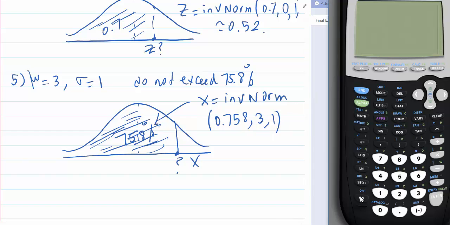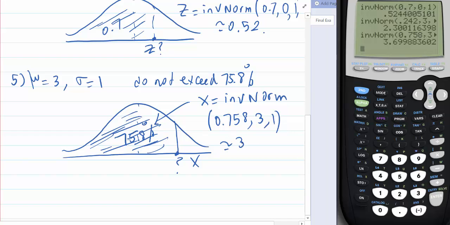And let me show you how to do the work here. So we're going to go to second and distribute, inverse norm. Okay, I'm going to put 0.758, and then the mean is 3, standard deviation is 1. I'm going to paste. And here's the answer, 3.699 minutes, which is about 3.7 minutes. Okay, number 6.